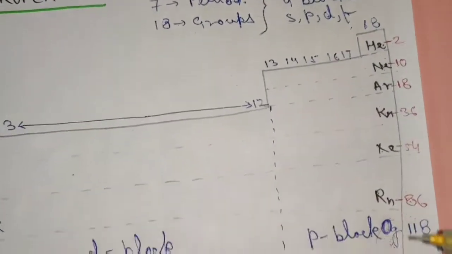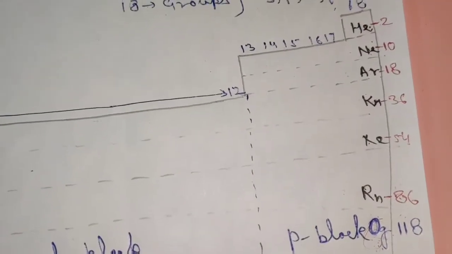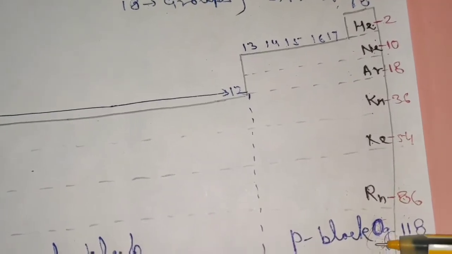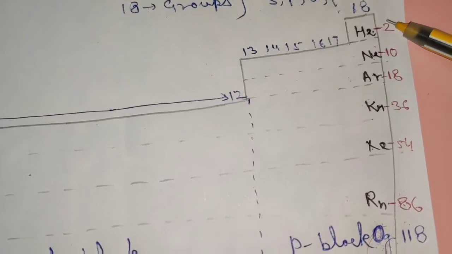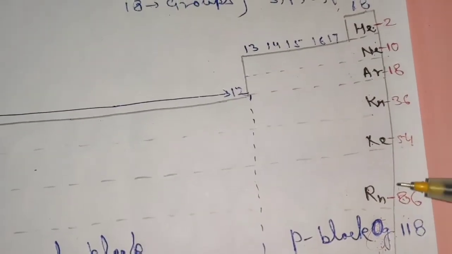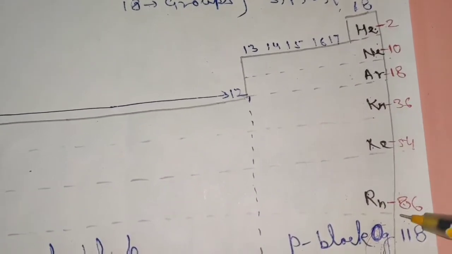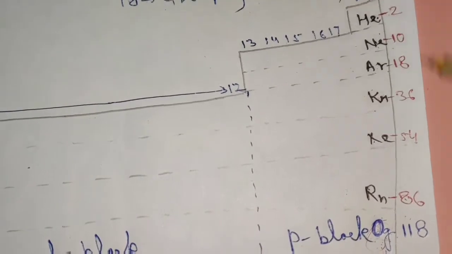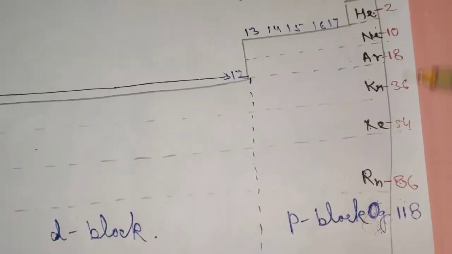So children, if you remember this, it would be better for you. Try to remember the names of these 7 noble gases, and it is more important to remember the names in order, so that you can find out the atomic number also of these noble gases. With the help of the atomic number of these noble gases, you can find out the atomic number of other P block elements.